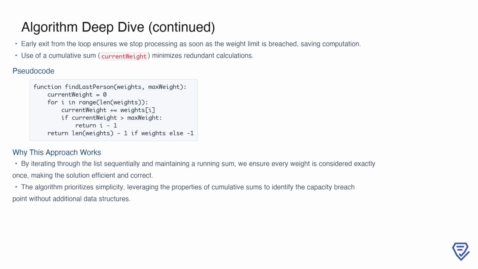This approach works because it efficiently processes each weight exactly once, leveraging the sequential nature of the input list. The algorithm's simplicity ensures correctness, while the early exit and cumulative sum make it both time and space efficient. By focusing on these principles, we achieve an optimal solution to the problem while maintaining clarity and robustness in implementation.